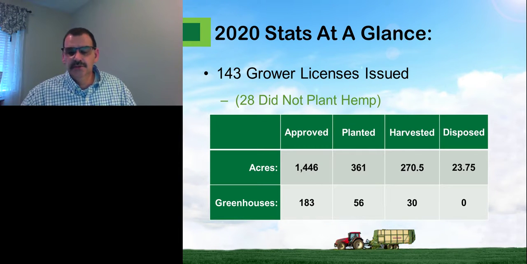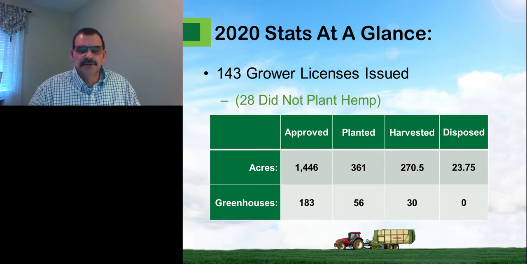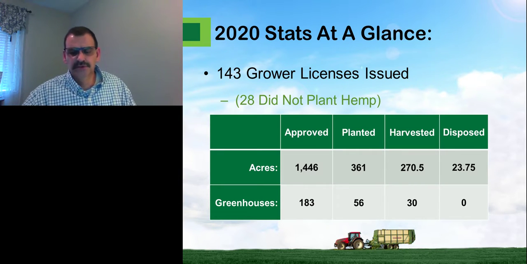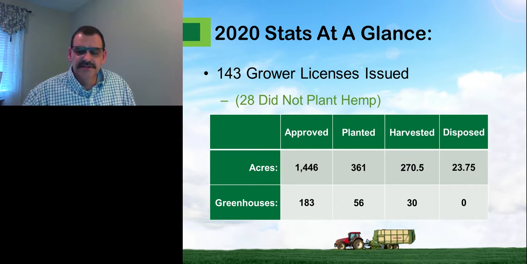We had 360 acres that were actually planted, about 270 acres of that was harvested, and about 24 acres had to be disposed of due to non-compliant cannabis. And we'll talk about that a little bit more shortly. And we see a similar trend with greenhouses in that more greenhouses were approved than were actually used for hemp cultivation.